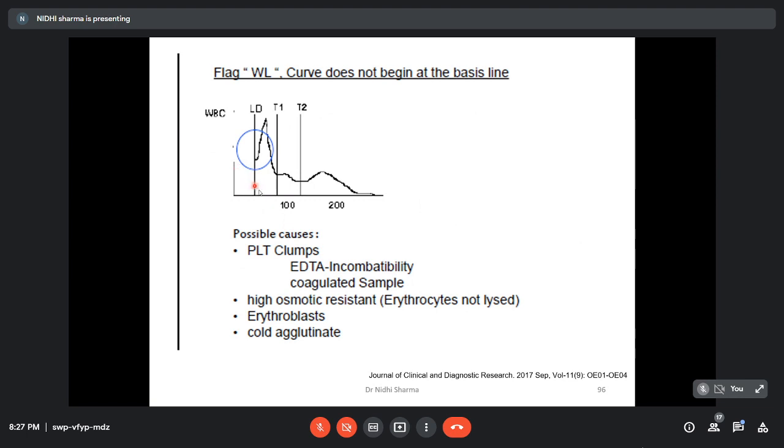Remember, they are somewhere between 80 to 100 femtoliters, and they are trying to come here. They are resistant to the lysing reagent that you have used, or agglutination is happening there, and therefore they have failed to lyse and are again trying to merge into this population. So all this could be the conditions if this end fails to touch the x-axis.